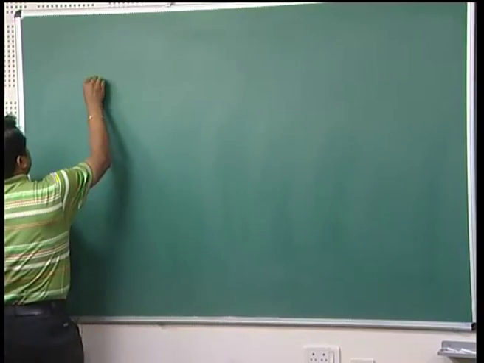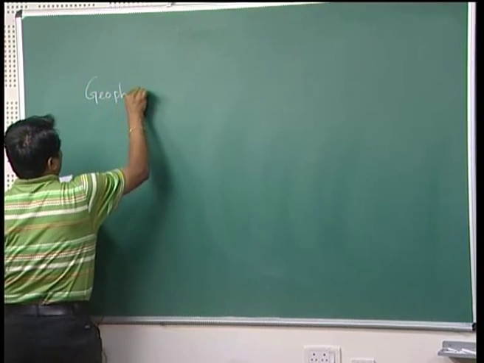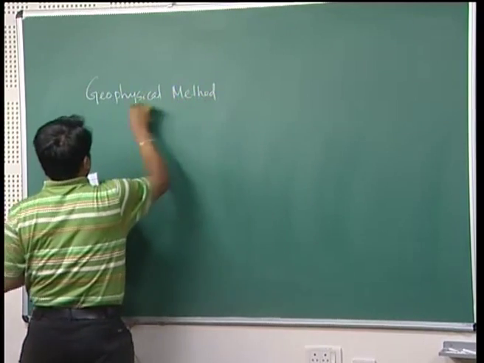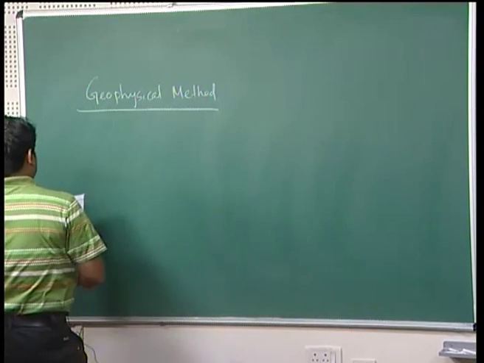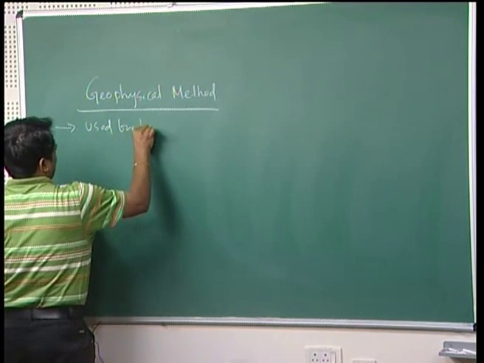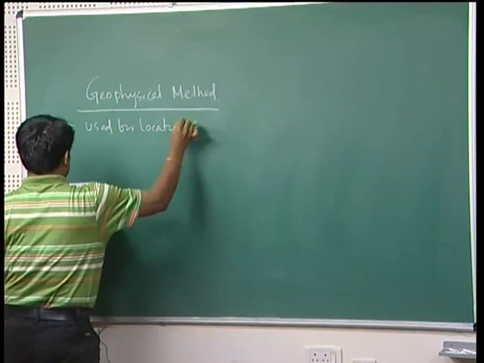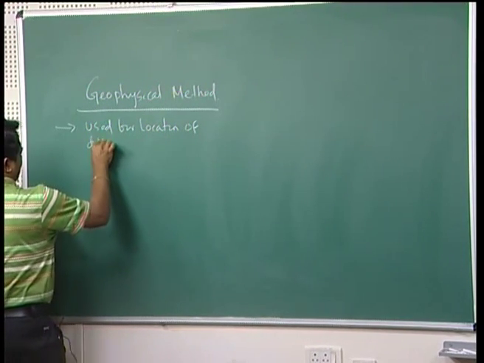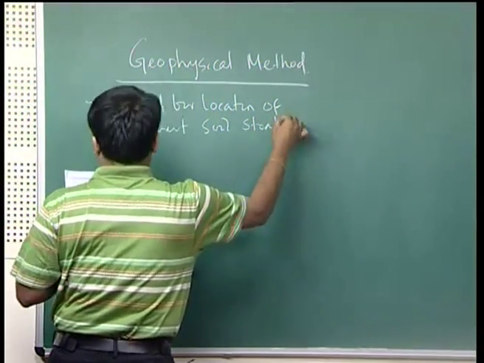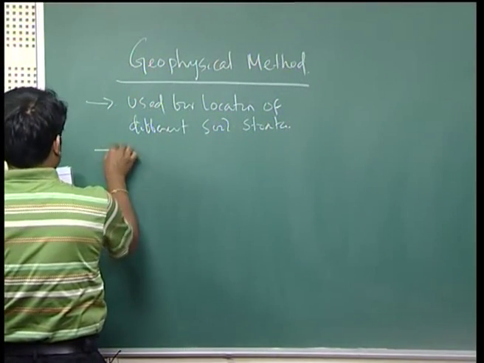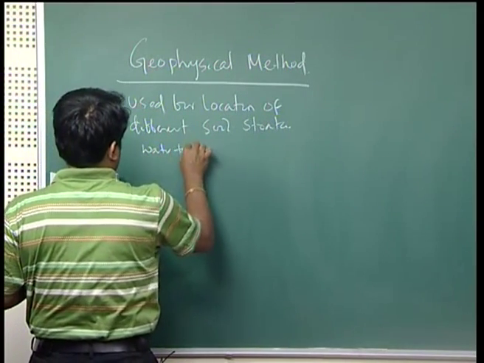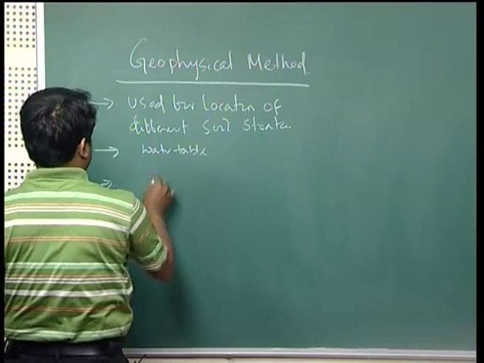Next is your geophysical method. It is used for location of different strata, soil strata. Also used for location of water table also. It is an approximate method.